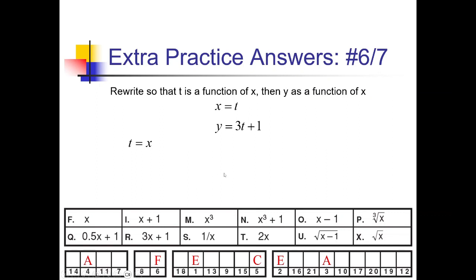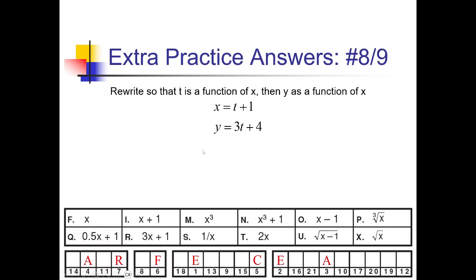For the next one, we need to write y as a function of x. You'll notice that all these y equations have a t in them. So whatever you just wrote for the t function, you're just going to substitute the x's back into this y function. So instead of writing 3t plus 1, I'll write 3x plus 1. And having done that, there's no simplifying to do. So we're actually already done with this one. 3x plus 1 is choice R, so that's going in spot 7, which is over here.